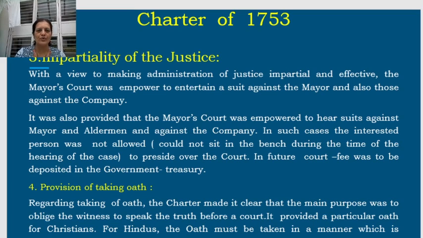The fourth provision was the provision of taking oath. This was also changed regarding the taking of oath. The charter made it clear that the main purpose was to oblige the witness to speak the truth before a court. It provided a particular oath for Christians. For Hindus, the oath must be taken in a manner which is considered most binding on their conscience according to their own caste.